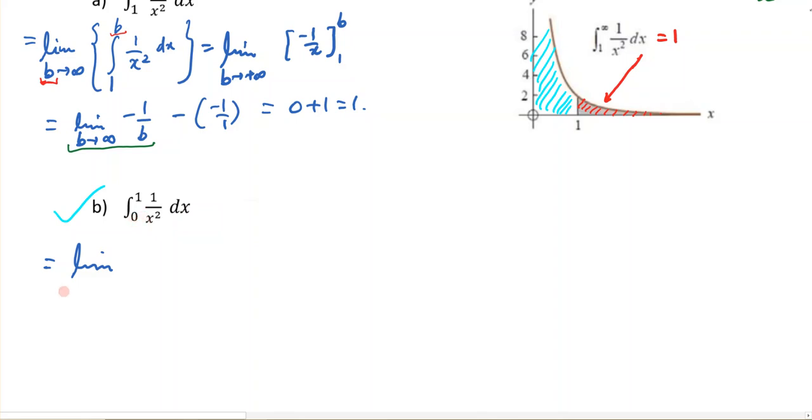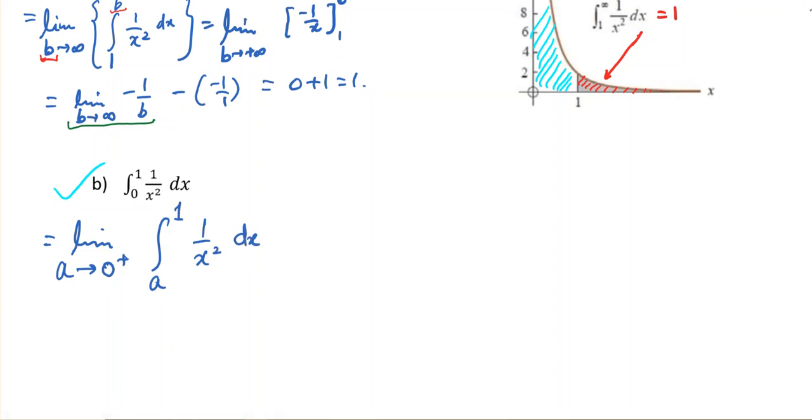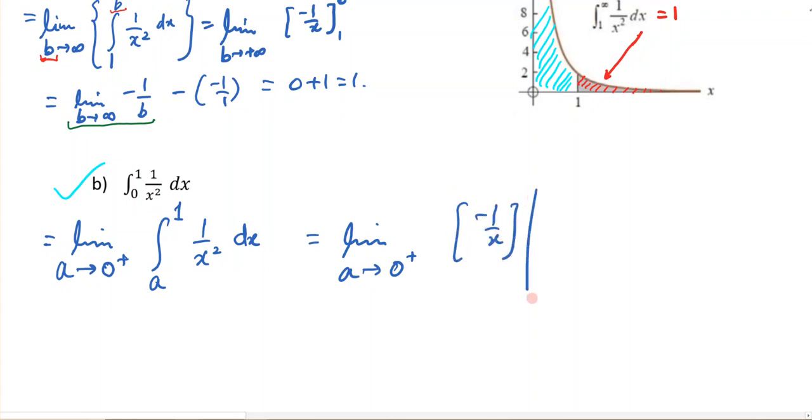So we will write limit a approaches 0 plus, integral from a to 1 of 1 over x square dx. All right, so we know that the integral of 1 over x square is negative 1 over x. So we write limit a approaches 0 plus, and the integral is negative 1 over x, with the limit values from a to 1.